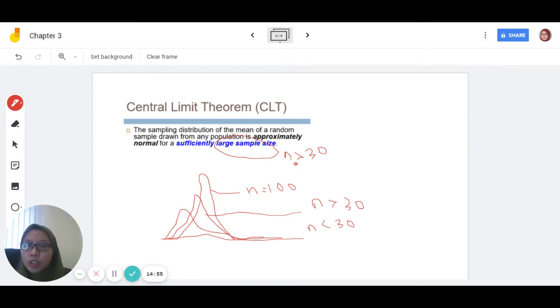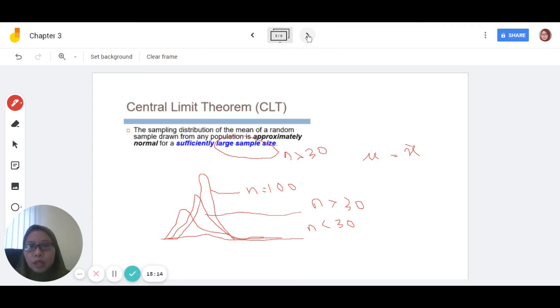So that is according to the central limit theorem. When you have a large sample size, we can assume that the mean of the population is equivalent to the mean of the sample, and we can assume that it is normally distributed.